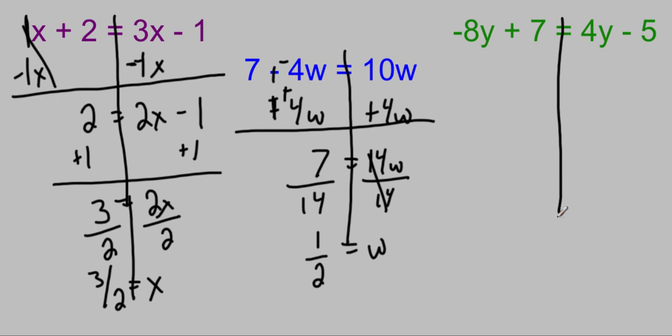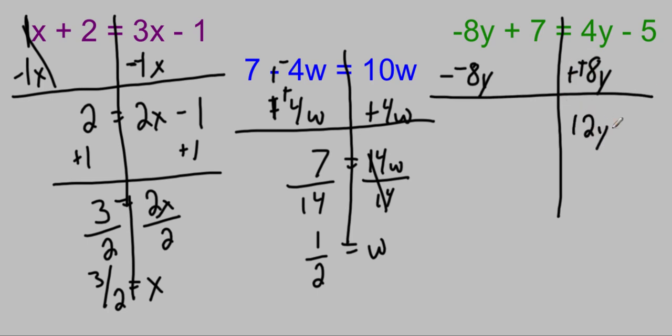All right, same thing here. I've got a negative 8y and a positive 4y. My suggestion is move it towards the side with a positive because the more positives you have in the problem, the easier life is going to be. So they've got a negative 8y that I want to get rid of. So I want to subtract my negative 8y away. Well, subtracting a negative is the same thing as adding a positive. So it becomes 12y minus 5 is equal to 7.